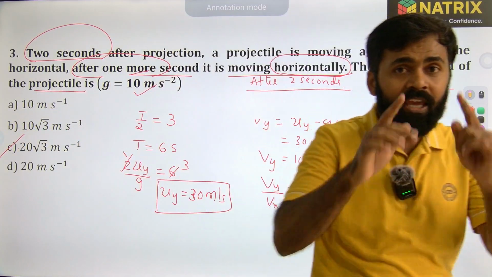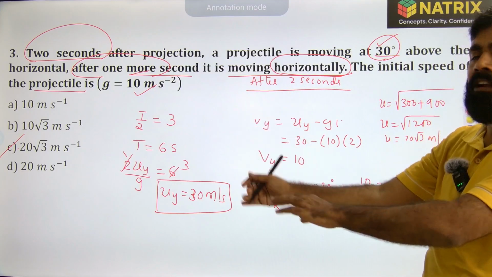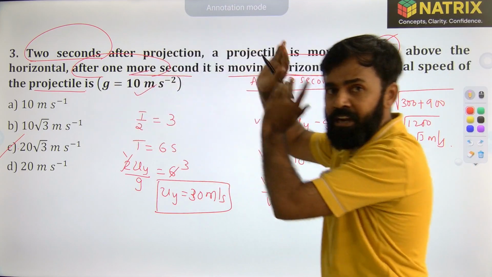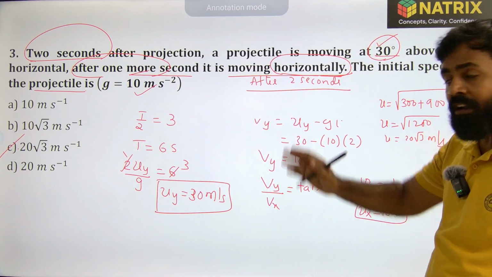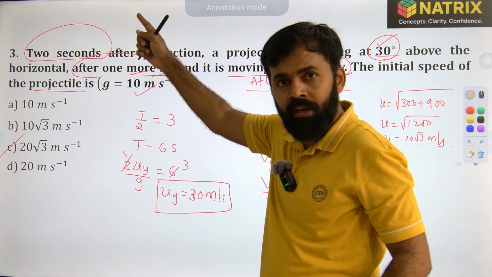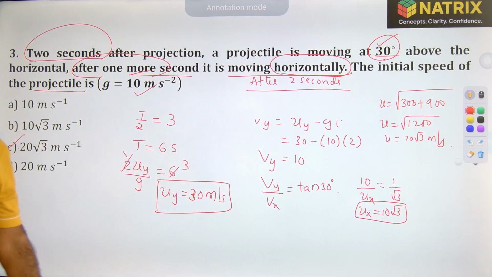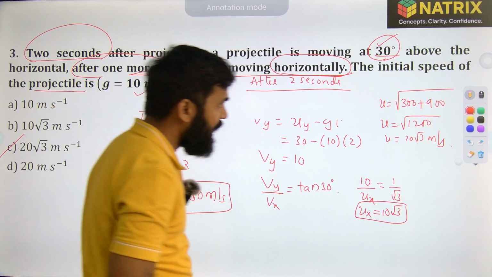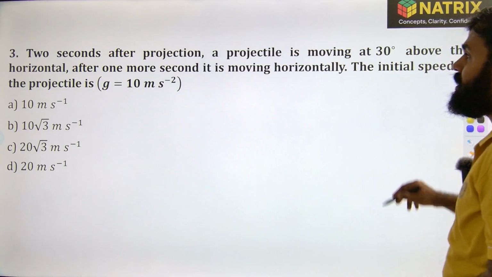Right. So here, what you will be doing is focusing only on the numbers. You will tend to forget to focus on the horizontal motion. You will forget one more thing. These are the mistakes you will be making during the examination. Right. So let's go to the next one.